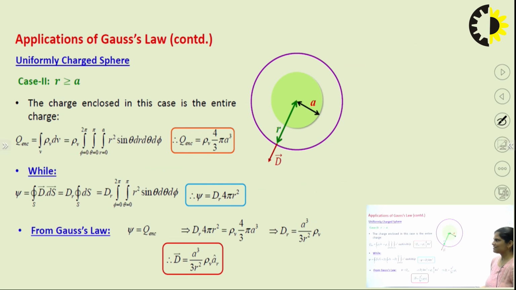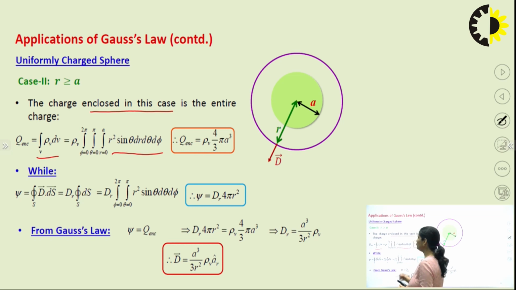Now the second case, when r is greater than a. Now you are considering the case when r is greater than a. This is your radius, represented by a. Now find the electric flux density D. The charge enclosed in this case is the entire charge, that is equal to the integral of rho V dV. Now put in the value of dV as we did in the previous slide: r squared sin theta dr d theta d phi.